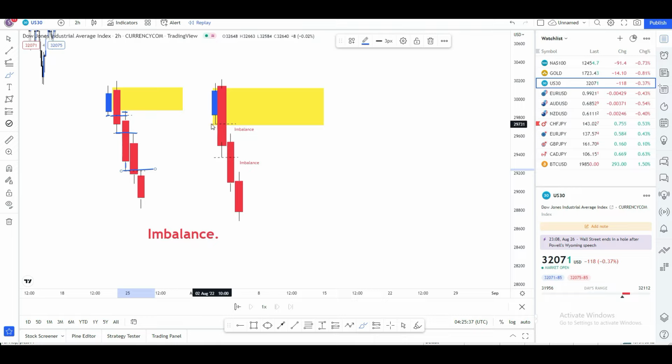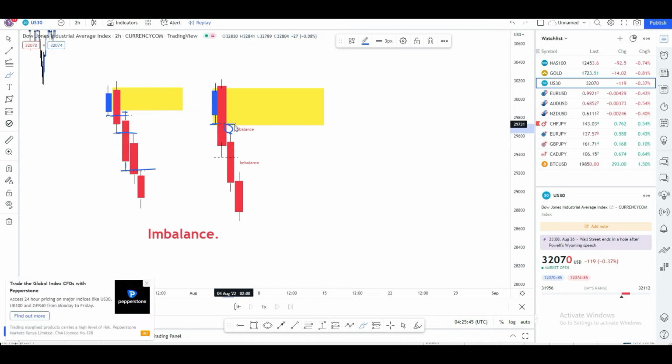So when we say there is imbalance within the market, we're talking about something like these gaps. In this example, we've got this wick, and this wick did not make it to this area. So this area right here, we can say there's an area of imbalance. Price does not come back and fill this gap right here.